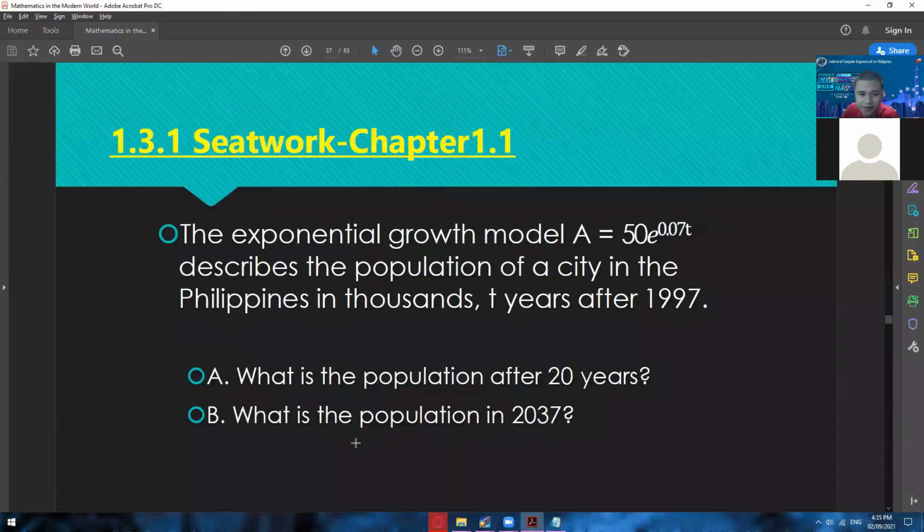So any other concerns? Ipapakita ko ba yung solution, sir? Or just the answer? That's the answer. Okay. Any other concerns? Okay, so I guess none anymore.